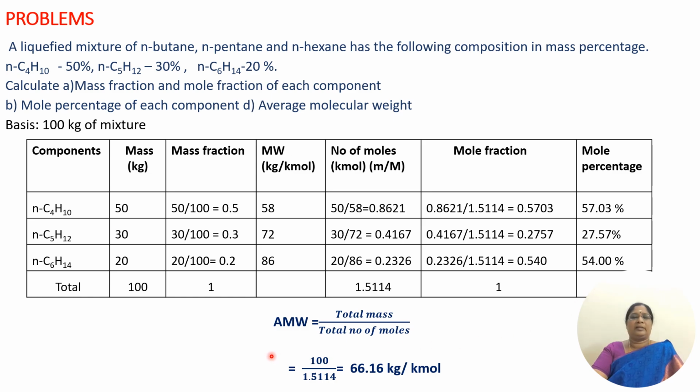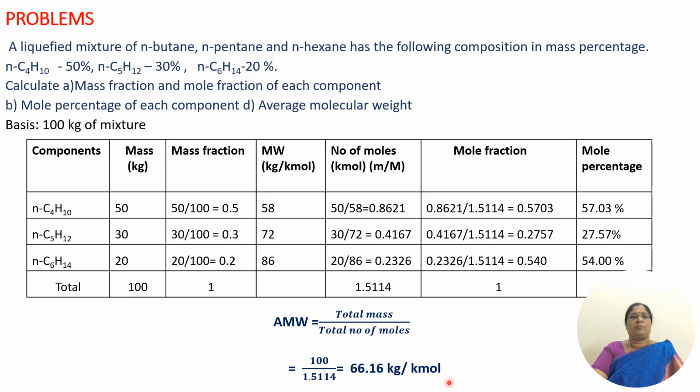Next, let us calculate the average molecular weight. Average molecular weight is total mass divided by total number of moles. Total mass is 100 and total number of moles is 1.5114. That is equal to 66.16 kg per kilomole.